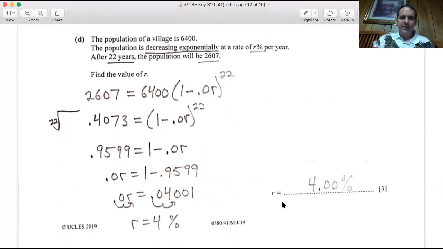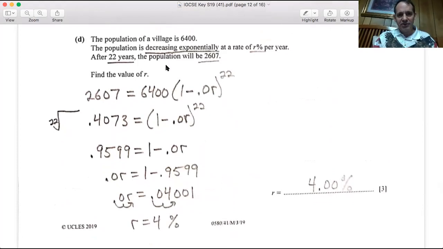Now here we have a population of a village is 6,400. It's the original population, and then after 22 years, it's now 2,607. Notice the population has decreased. So we're going to put a subtraction here, okay? And our variable is the R%, the rate here. So here's our final population, our population at the end of time, 2,607 people. Here is our original population.